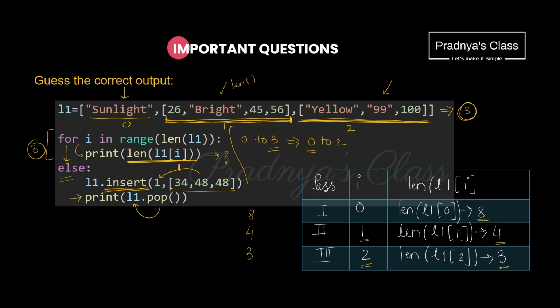It means what will get popped? This whole list will get popped. Remember that pop method returns the deleted item and that we are printing. It means we will get that whole list. Ultimately, here is the final output. This list is the popped element of the list. Hope you understood this explanation.